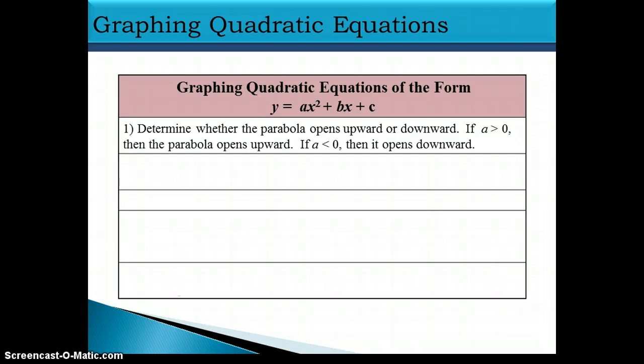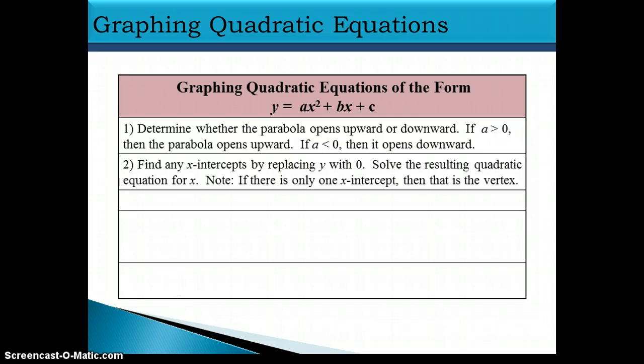And this is really good to do as your first step, so when you start plotting points, if it doesn't look like it's opening upward or downward like it's supposed to, then you know you're doing something wrong. The second step is to find any x-intercepts. Now when we were graphing lines, remember that the x-intercepts were the points on the line where the y-coordinate was 0. And that's because every point on the x-axis has a y-coordinate of 0.